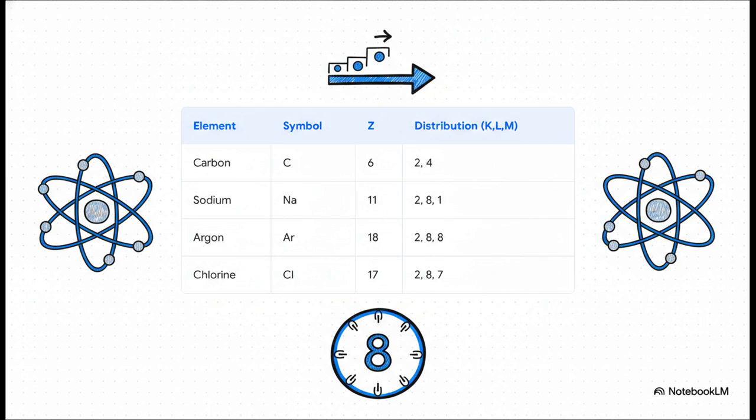Let's try chlorine with 17 electrons. 2 go in the K shell, 8 go in the L shell, that's 10. We have 7 left, so they go in the M shell. The configuration is 2, 8, 7. Just remember 2 rules. You have to fill the shells in a step-by-step manner, and the outermost shell cannot have more than 8 electrons.